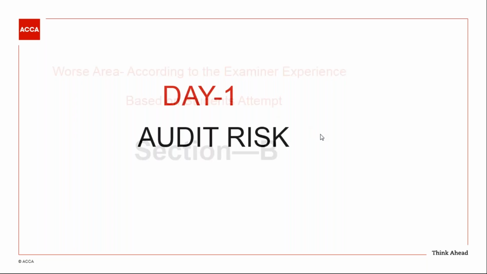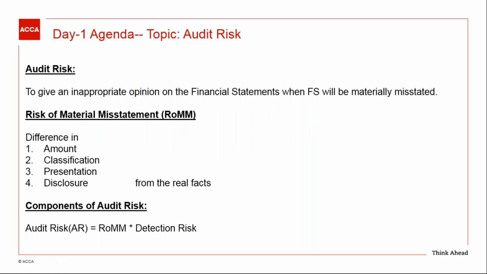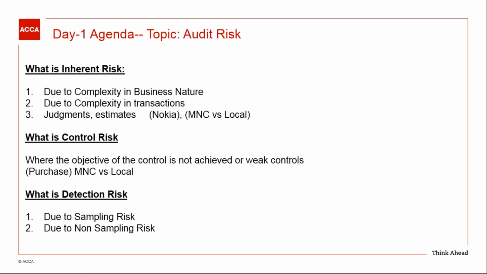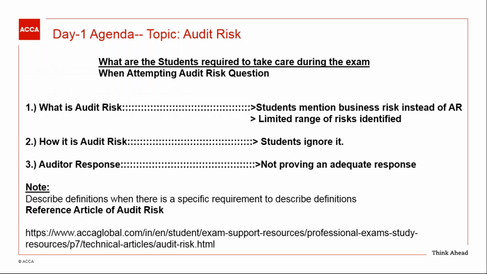Last day we discussed audit risk. What are the audit risks? We discussed that audit risk is equal to inherent risk into control risk into detection risk. Then we discussed the different components of audit risk and the mistakes made by students in this question. I specifically highlighted the mistakes in this slide so that students do not ignore them in the coming attempt. These are the mistakes commonly made by students.